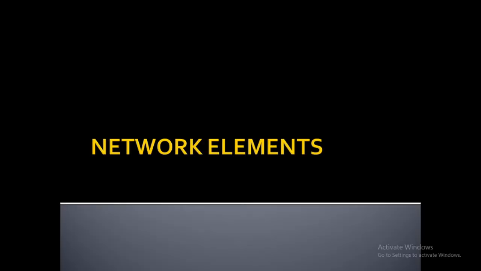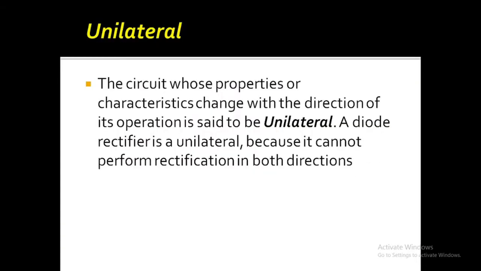Element name is unilateral. Next element name is unilateral. What do you mean by unilateral? Unilateral network elements. The unilateral elements, as you could see, the circuit whose properties or characteristics change with the direction of its operation is said to be unilateral.